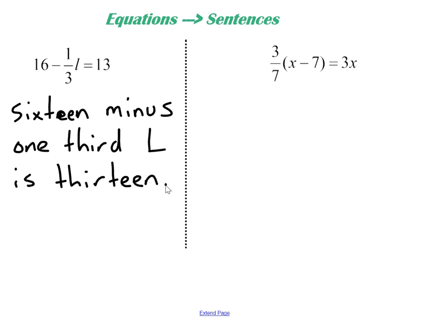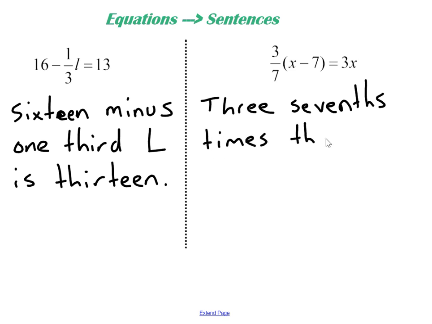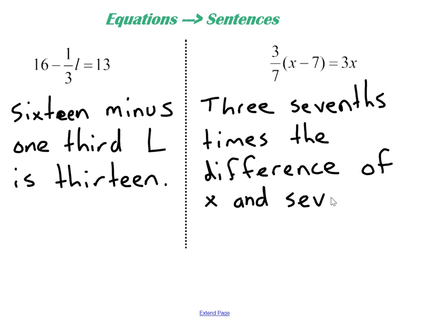So for this one, I would say 3/7 times the difference of x and 7 is 3 times x.